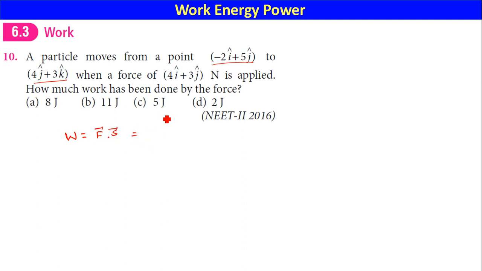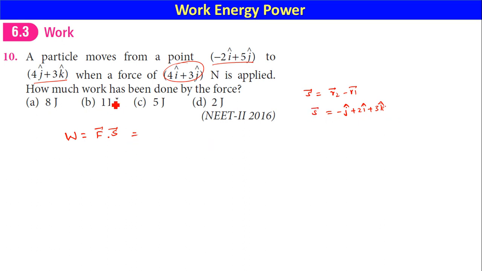Now what is the force? This is the force. First of all I need to find displacement. So these are the position vectors of the particle. So that is nothing but r2 vector minus r1 vector. So it is nothing but 4 j cap minus 5 j cap, which is minus j cap. Then plus 2 i cap, next plus 3 k cap. Alright, that is your displacement vector.